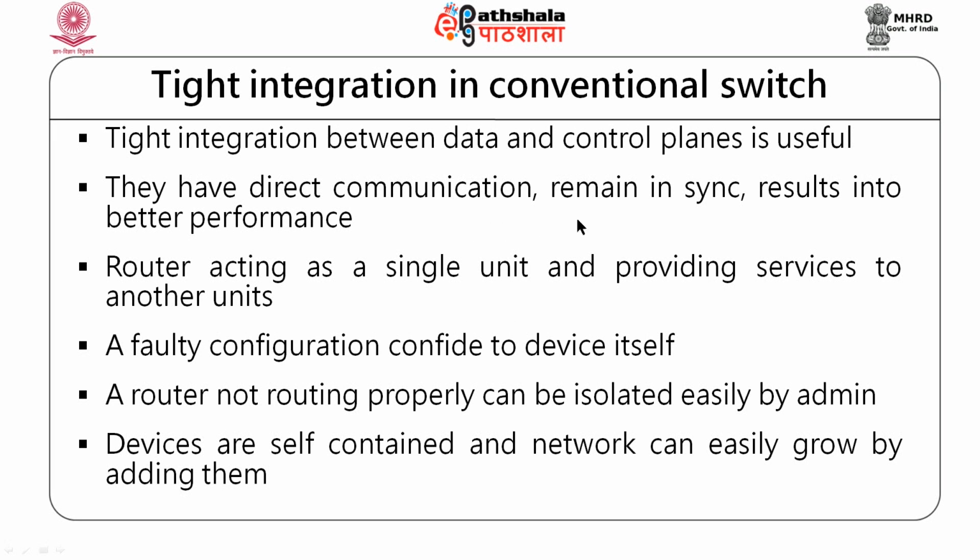Both of them are combined, so the router acts as a single unit and provides services to other units. If there is some faulty configuration, if the routing table is falsely configured, that will not propagate further. It will be confined to the device itself, and the malfunctioning router can be easily isolated by administrators and managed. So, that is the advantage, and all devices are self contained, they get everything that is needed for them, and that is one of the best things that we have.